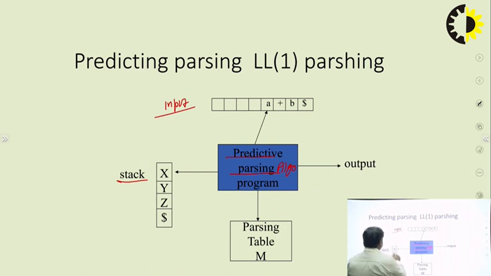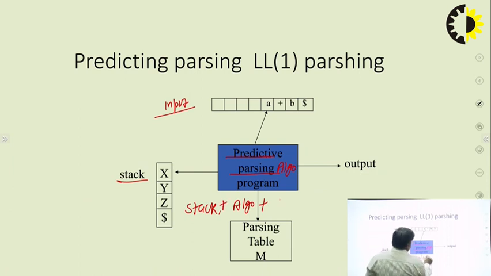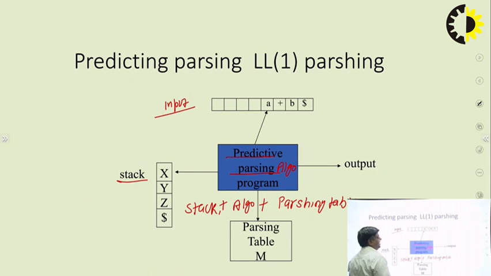With the help of these three, the stack, the algorithm, plus the parsing table, we generate the final outcome, and that final outcome is our predictive LL1 parsing table.